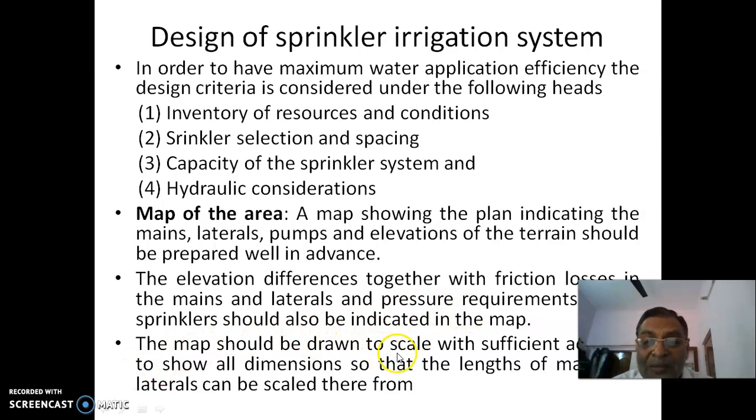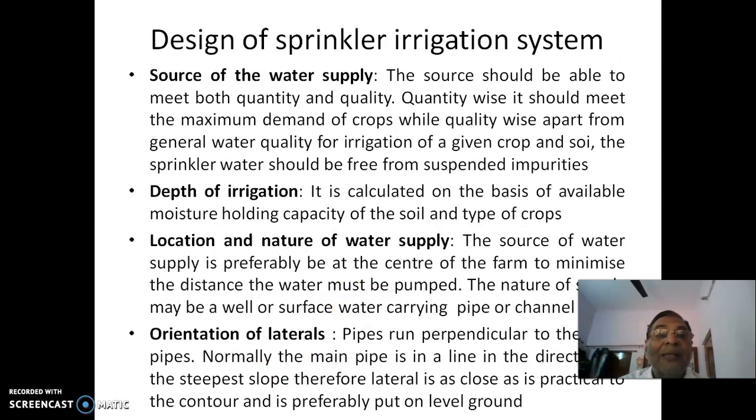The map should be drawn to scale with sufficient accuracy, of course, almost a centimeter accuracy in this connection, to show all dimensions so that the lengths of the main and the laterals can be scaled therefrom. When you are scaling up, the differences should not come too much. So this is what we try to understand.